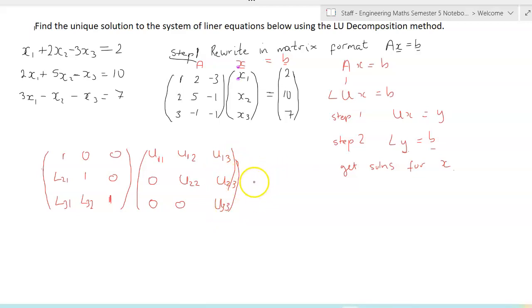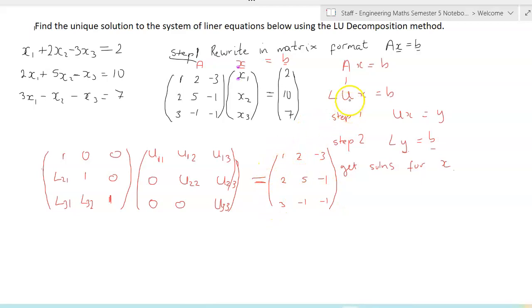And what we have to do is multiply these out. When you multiply them out, they're equal to A. So I might just squeeze A in here: 1, 2, minus 3, 2, 5, minus 1, and 3, minus 1, minus 1.